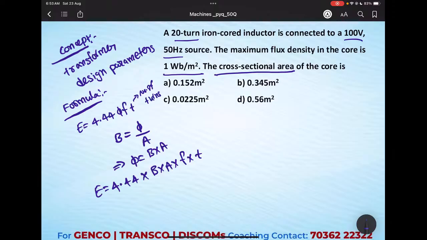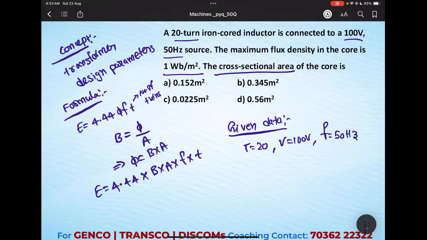Just look at the given data. The number of turns is given as 20. The voltage is given as 100 volts. The frequency is given as 50 Hz. And the maximum flux density Bm is given as 1 Weber per meter square. What do we need to find out? The net cross-sectional area.